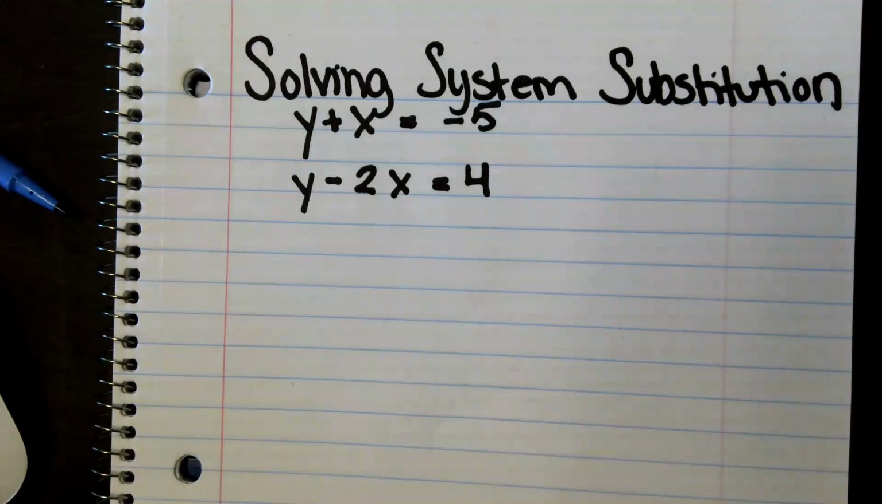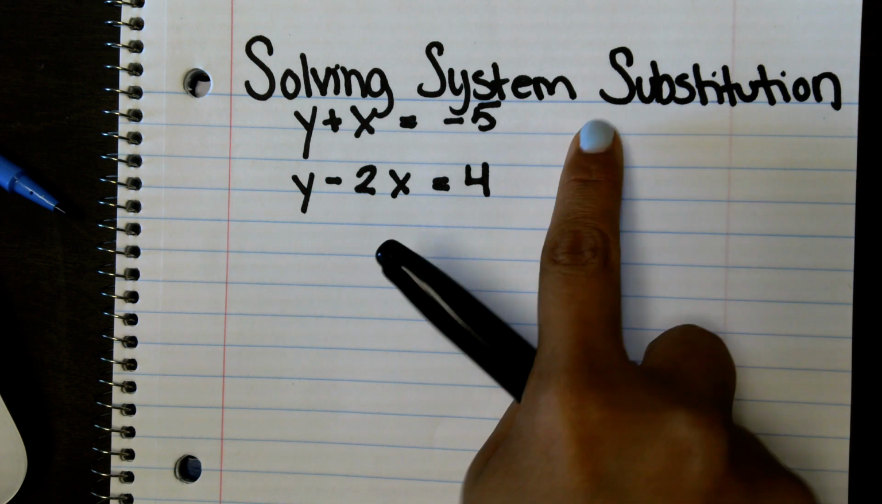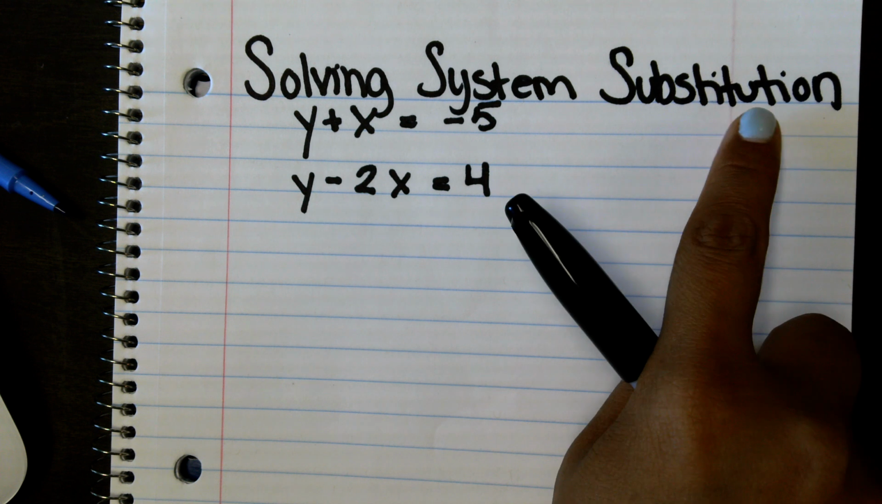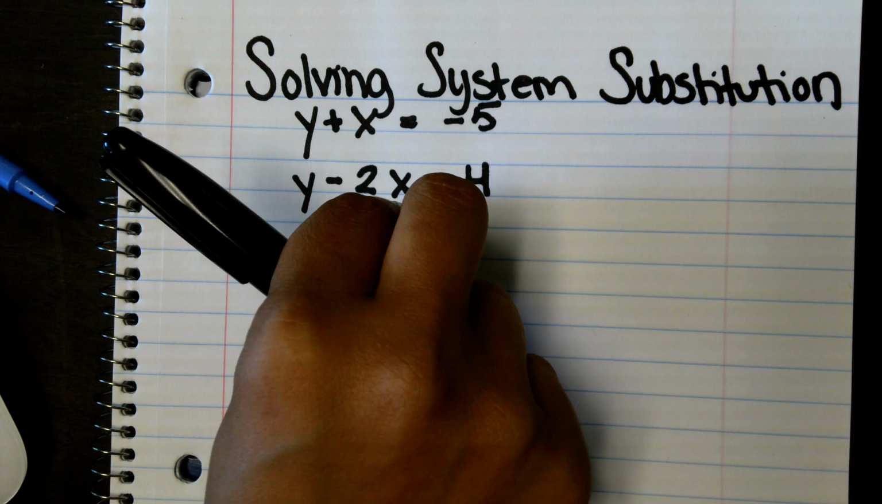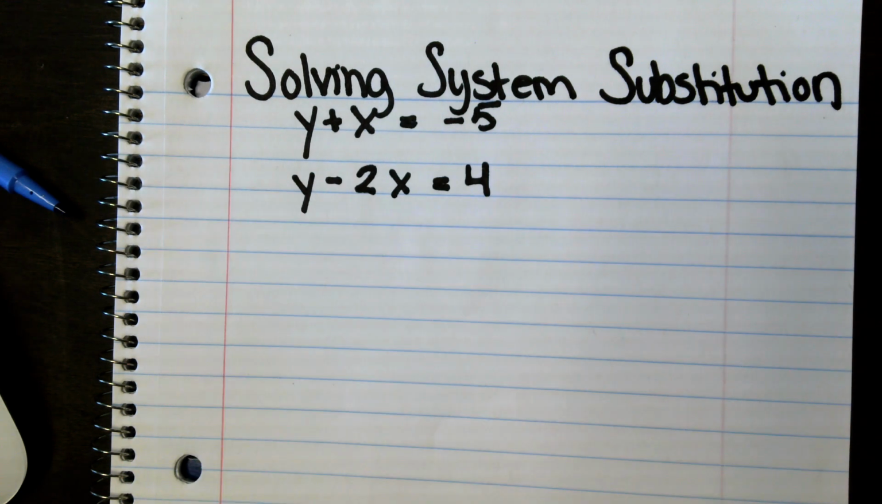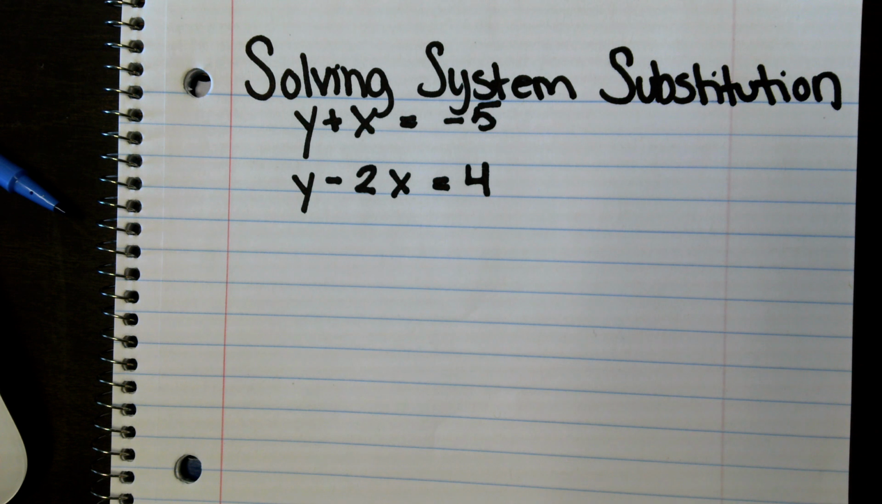So we've already talked about how to solve a system by graphing. Another way that you can solve a system of equations is by using something called substitution. To substitute just means to put something in place of something else, right? Something that has the same value or same capabilities. So here's how we do this.